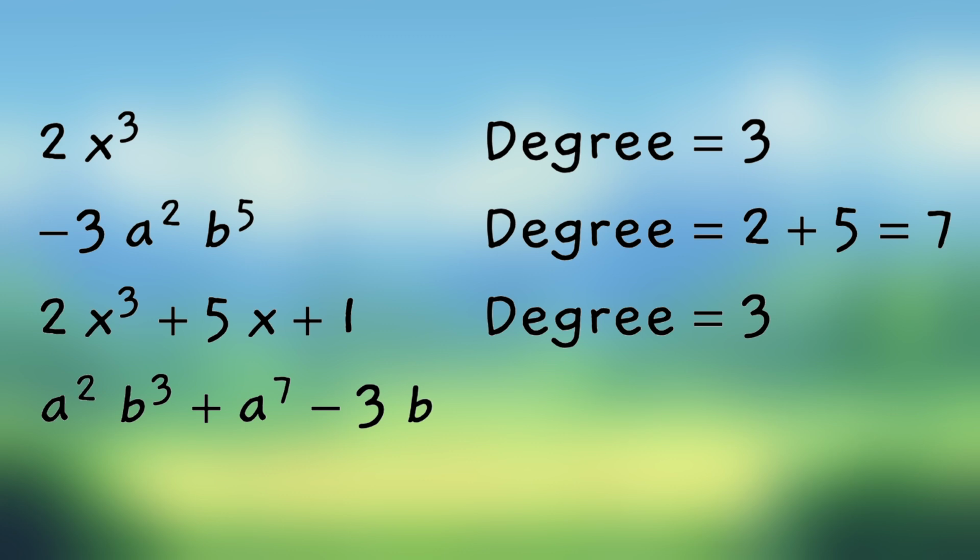So if you look at all of these 3 terms, the one that has the greatest degree is a to the 7th, and that is 7. So we say that the degree of this polynomial is 7.